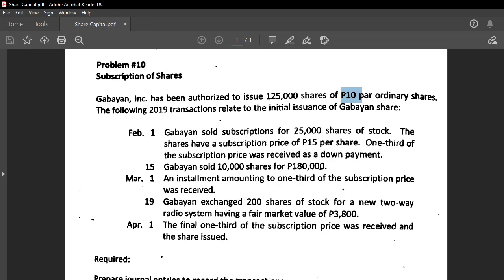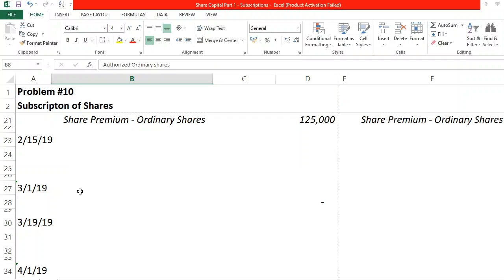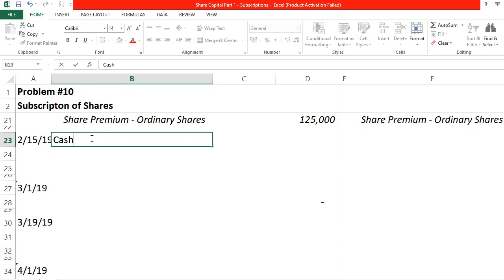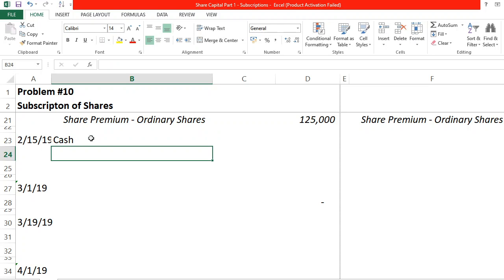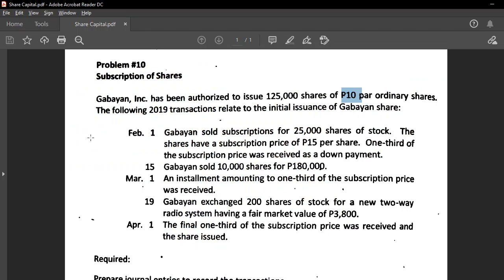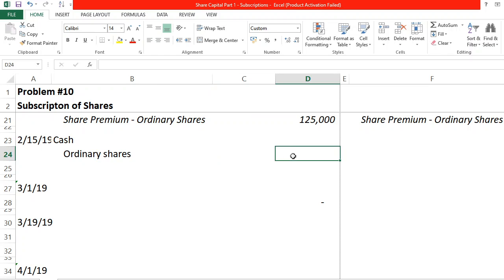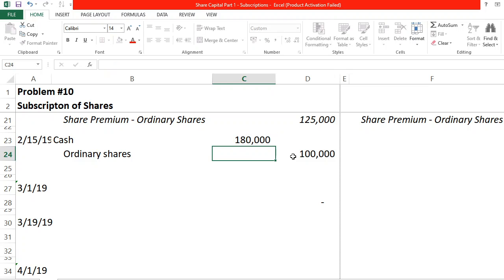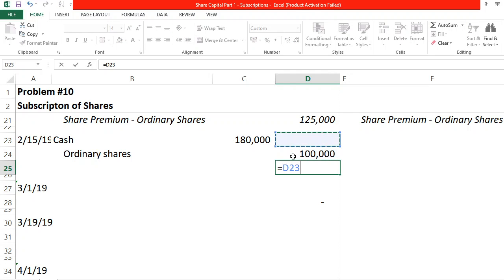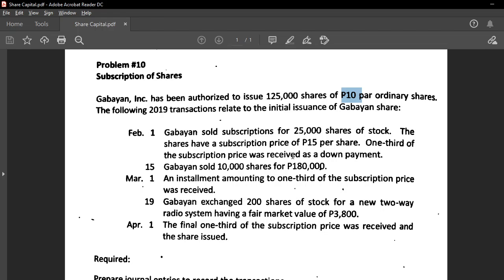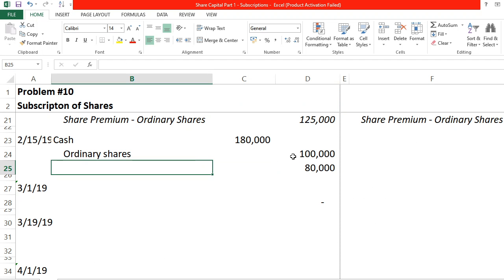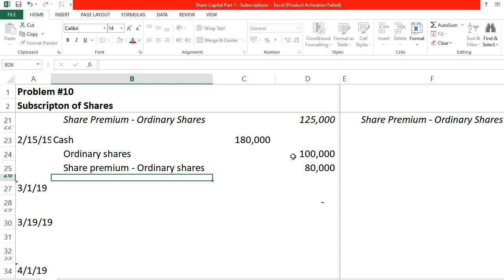Let's proceed to February 15. Gabayan sold 10,000 shares for 180,000. So it's a simple cash, and then ordinary shares. Question, do we record share premium? Let's see. 10,000 and par. So that's 10,000 times 10 na par. You received cash of 180, right? Therefore, the difference of 80,000 will be your share premium. Okay? Kasi you received 180. So you have share premium and ordinary shares.